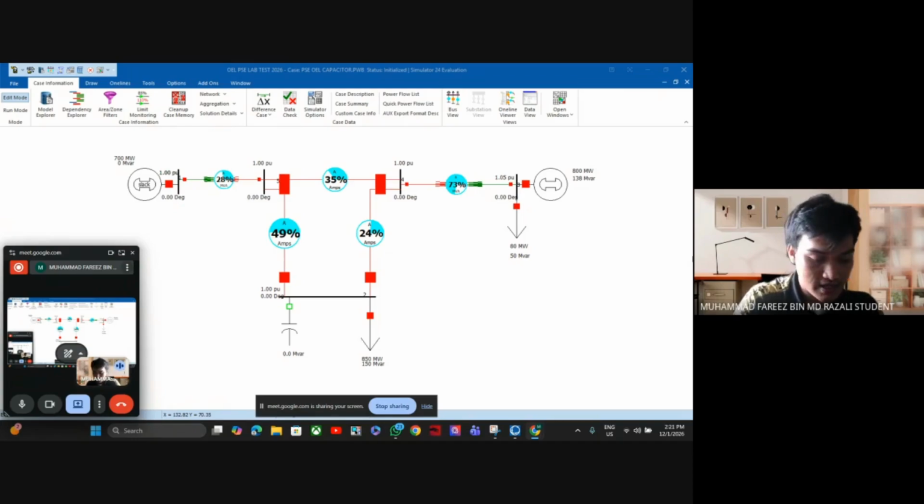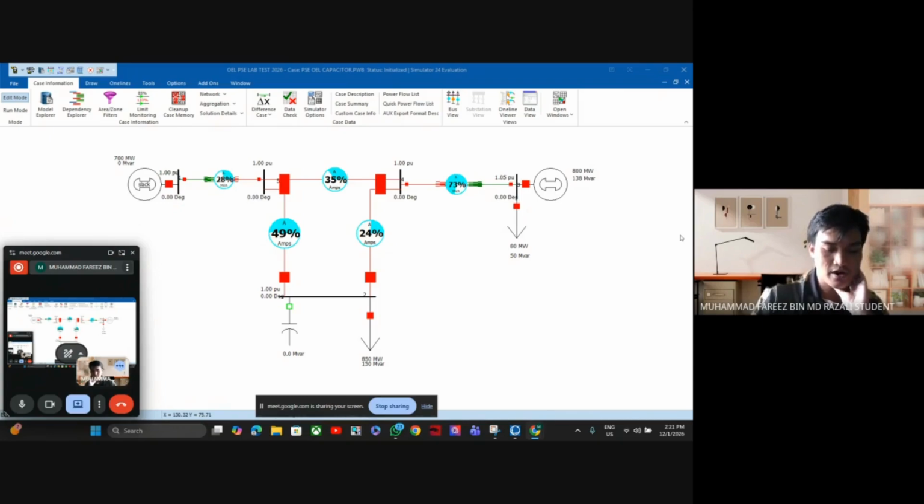231091145. And in this video, I will be presenting and demoing my PowerWorld simulation for our PSE OEL Lab 3 about distribution system using a shunt capacitor. The main objective of this work is to analyze the system performance before and after installing the shunt capacitor on the diagram.